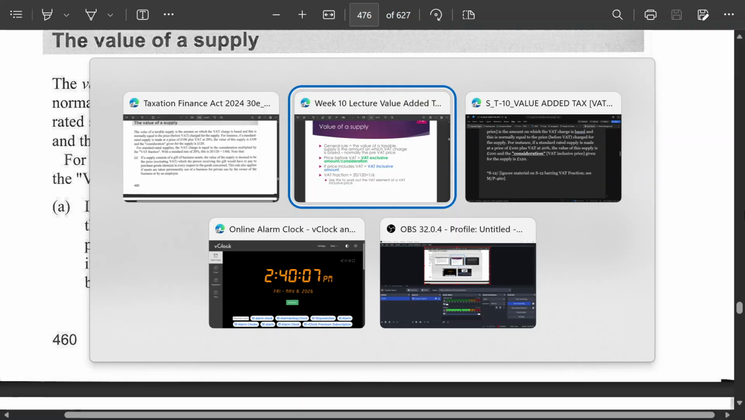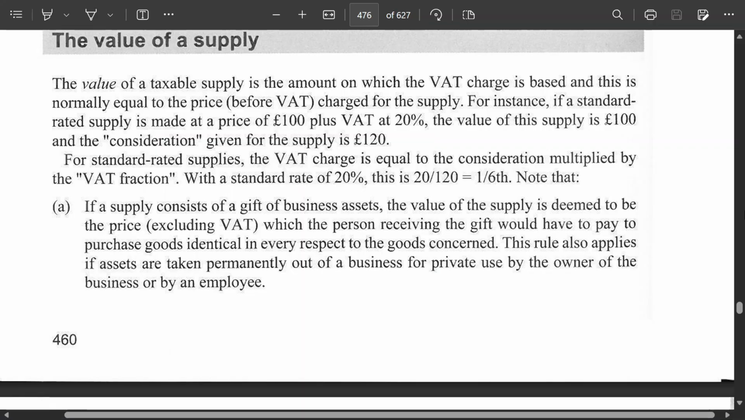Now, the VAT fraction we do need to remember. We can study it from the textbook. There's also something called a VAT fraction. For standard rated supplies, we normally only consider the VAT fraction. The VAT fraction is very useful because, if you see the standard rate of supplies, it is 20%. Standard rate of supplies is 20%.